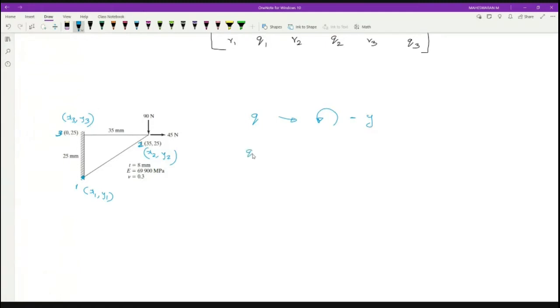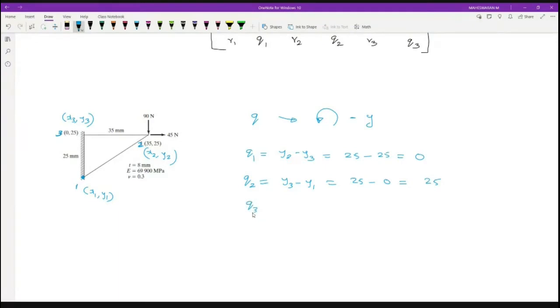So if I want Q1, the other two are 2 and 3. Moving in anti-clockwise direction, Y2 and Y3. So Y2 minus Y3, which is nothing but Y2 is 25 and Y3 is 25, so it is 0. Next, Q2, this is my 2. So Y3 minus Y1. Y3 is 25, Y1 is 0, so you will get 25.